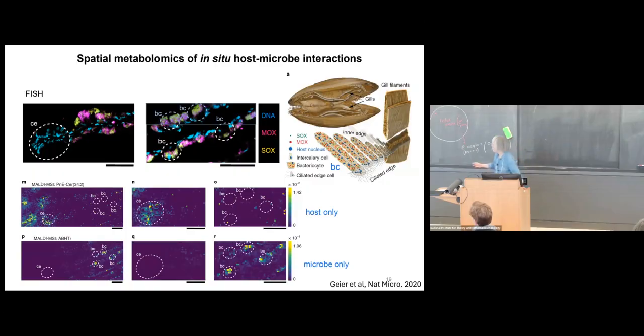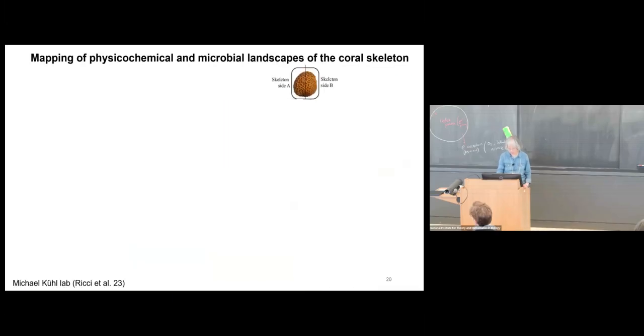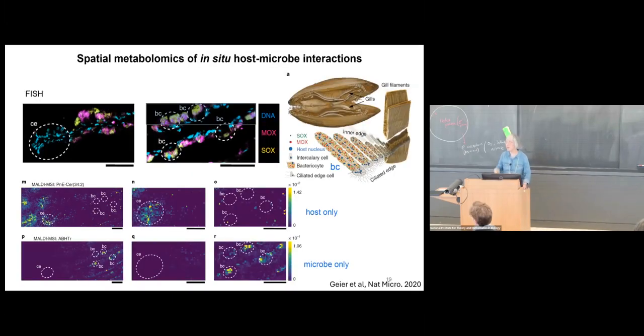And if you look at the metabolites, you can see the host-only metabolites because they're present in the CE and absent in the BC. And you also see symbiont microbe-only ones, which show the opposite pattern. Then we'll hear more examples from Michael in the next talk. So I will stop here because my time's up.